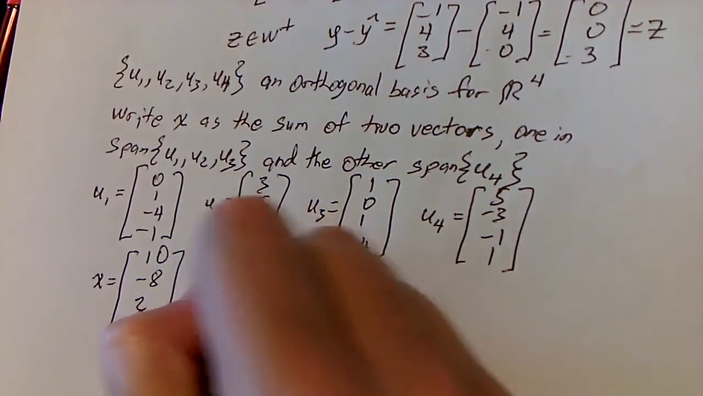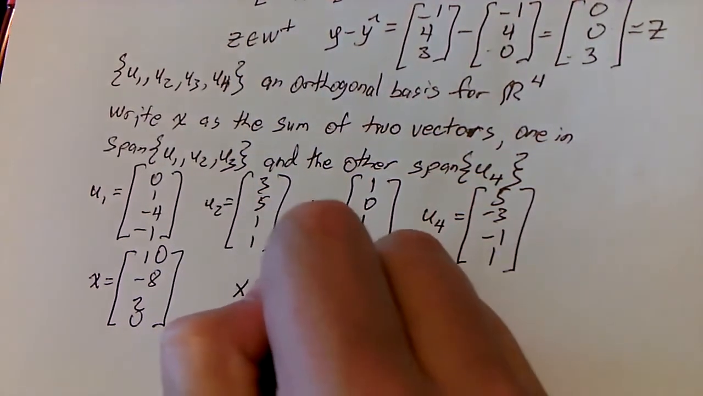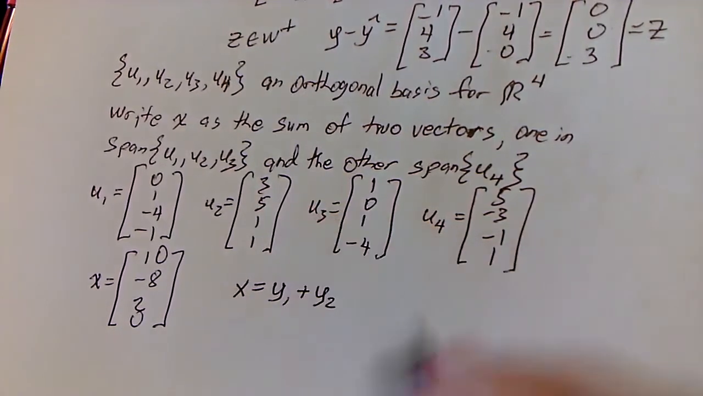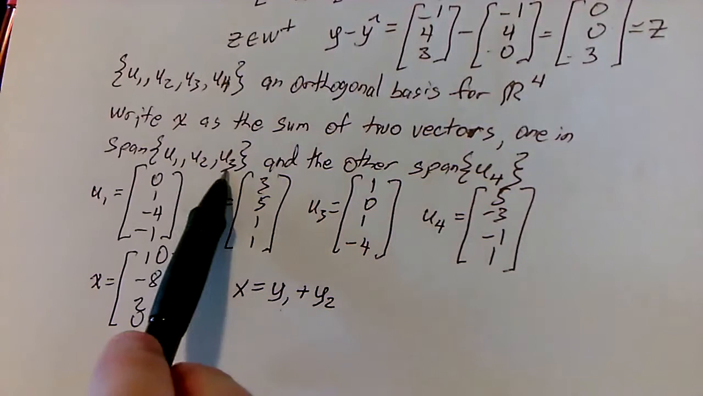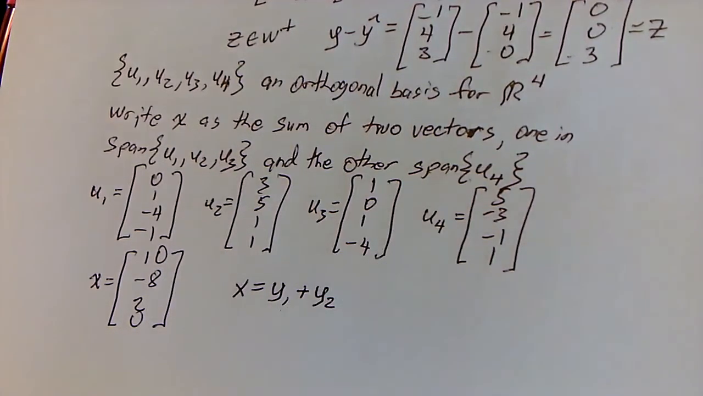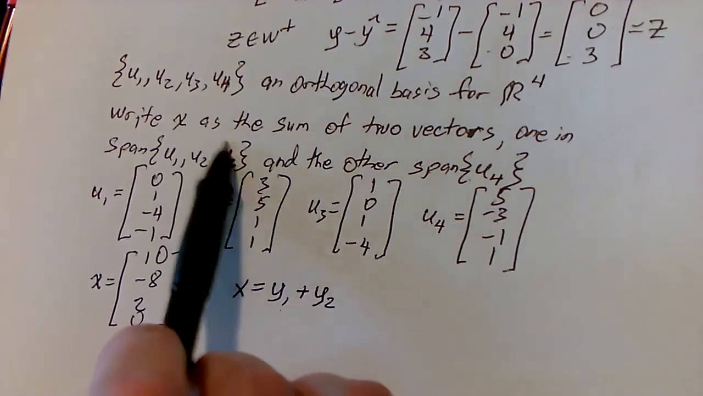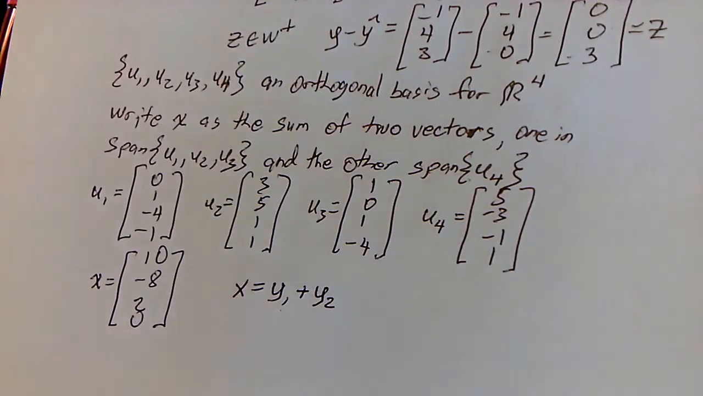Okay, so I want to take x and turn it into two vectors, which I'll call y1 and y2 for now. Okay, so y1 is going to be in the span of the first three basis vectors, and y2 is going to be in the span of the fourth basis vector. Okay, now the easiest way to come up with a vector that's in the span is to use the orthogonal projection. So I'm going to find one of these vectors using an orthogonal projection. Now I have my choice. I can do either one. I can either do an orthogonal projection onto the first space here, or I could do an orthogonal projection onto the second space, U4. Okay, so I have my choice.